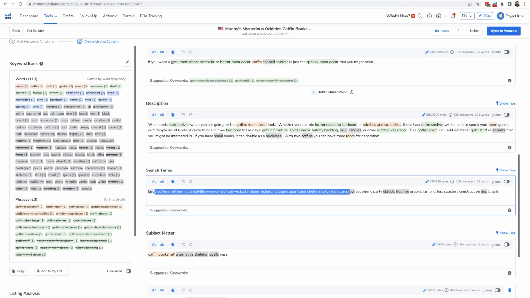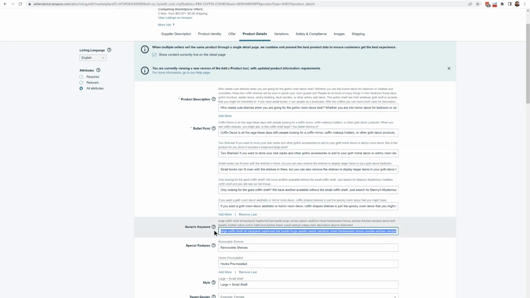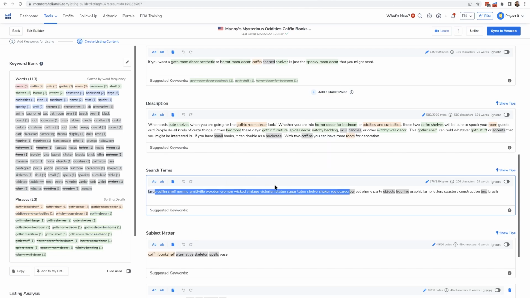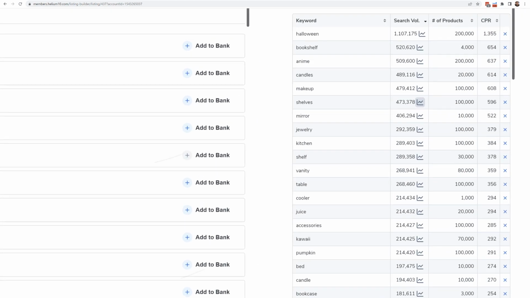So what you have to do, just go to your listing and edit your listing in Seller Central and go to where it says search terms. In some categories now, instead of search terms, it actually says generic keyword. So just copy that and then drop it right into the search terms. Now, what you need to do is you need to put all of your keywords here. And that's what I did.